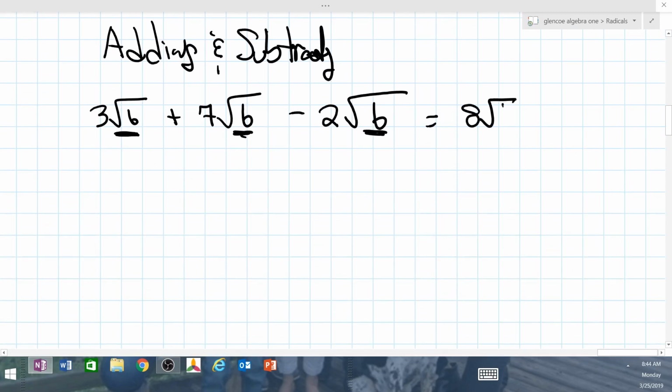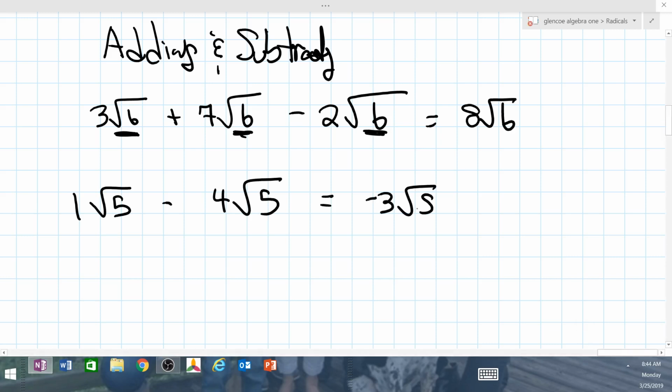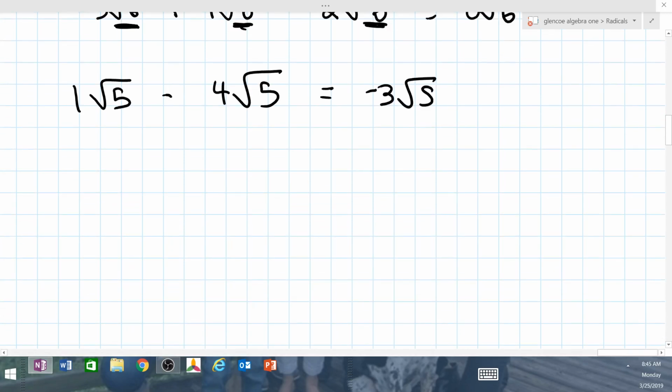8 radical 6. How about radical 5 minus 4 radical 5? So that's like 1 minus 4. Do they have the same last name? Yes. So what does that become? -3 radical 5. How about something like this? 4 square roots of 75 plus 2 square roots of 5.